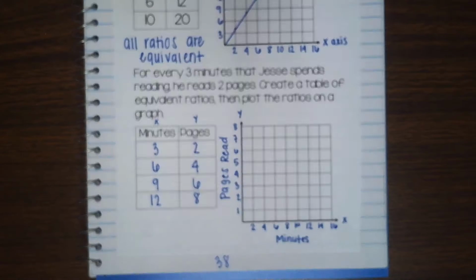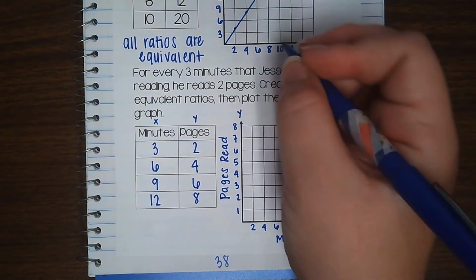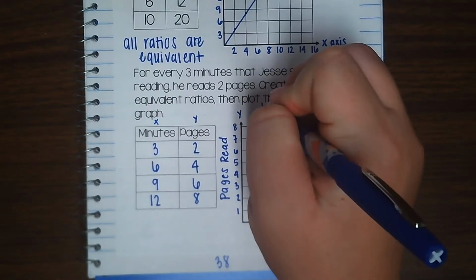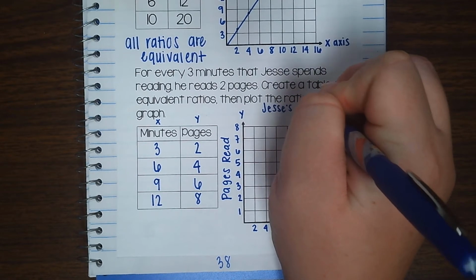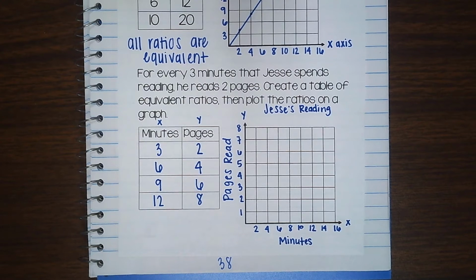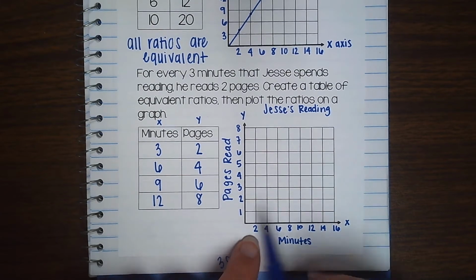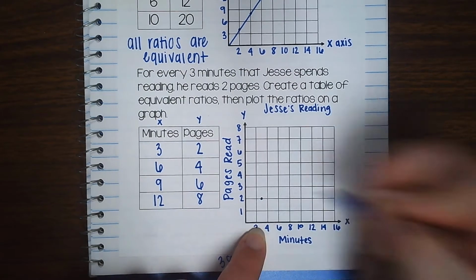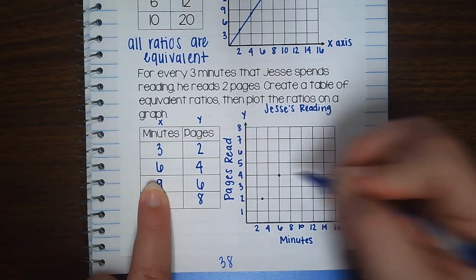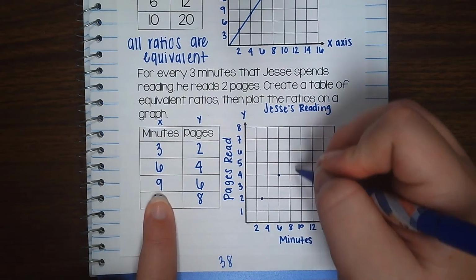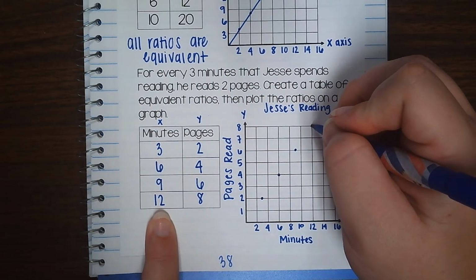Now, if I had to label this entire graph as a whole, we could just label it Jesse's reading. So for 3 minutes of reading, which is going to be right here, he would read 2 pages. For 6 minutes of reading, 4 pages. 9 to 6. And 12 to 8.